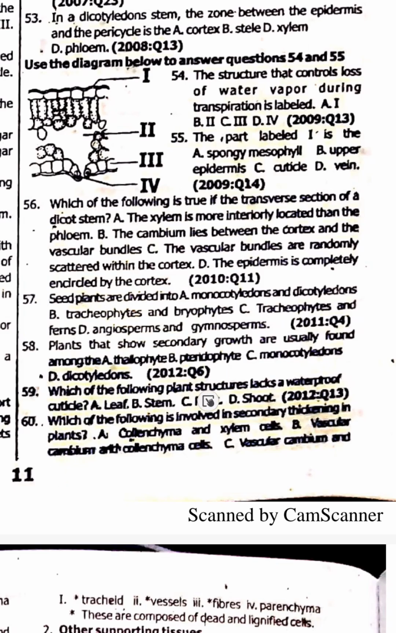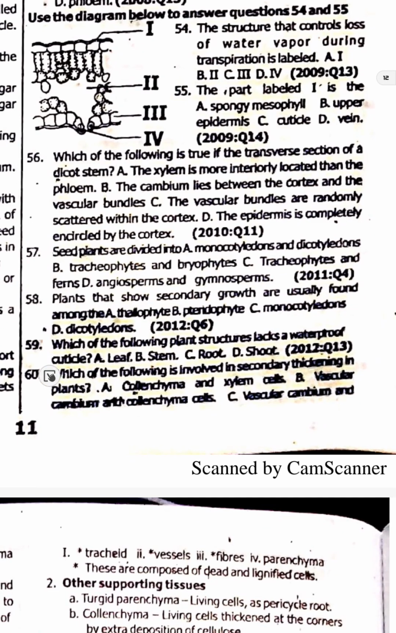59. Which of the following plant structures lacks a waterproof cuticle? The root will not have a waterproof cuticle. Now remember we talked about the pericycle the other time. You understand? Option C. If you have a cuticle, how will you absorb water? The cuticle is like nylon. If you wear a nylon bag, you choke it, you cover it.